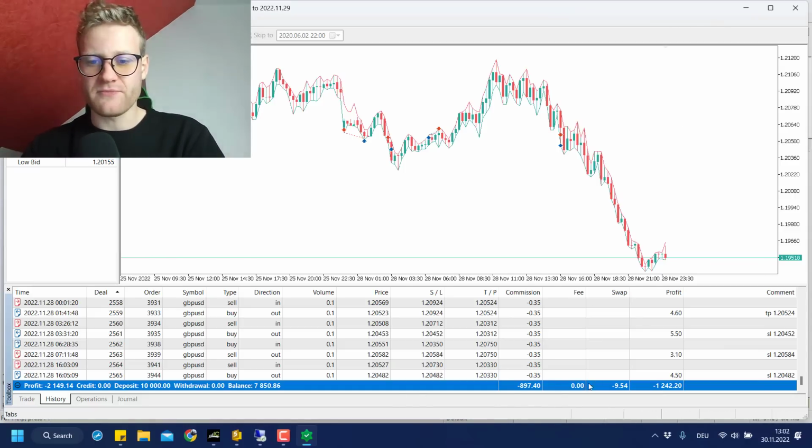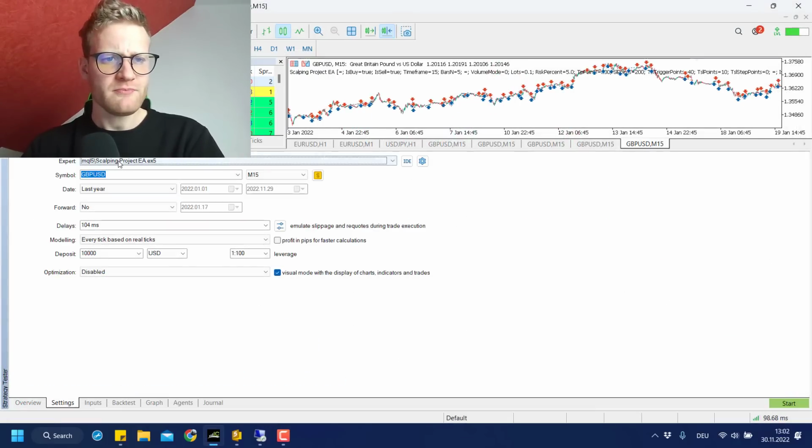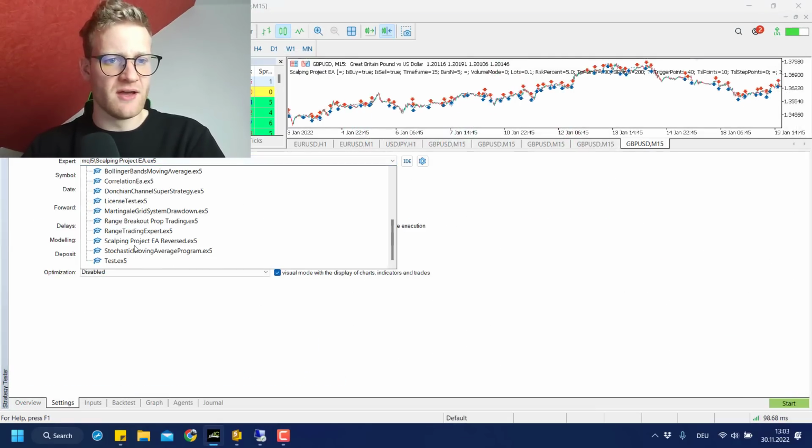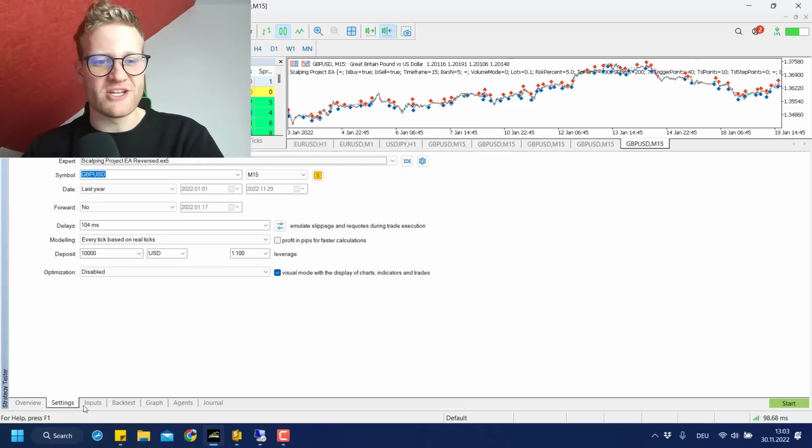So let's keep in mind that we paid a lot of commission and we made a loss with trading. So what we will do now is I will choose another program, and this time it will be the Scalping Project EA Reversed. This is a program that I just created.